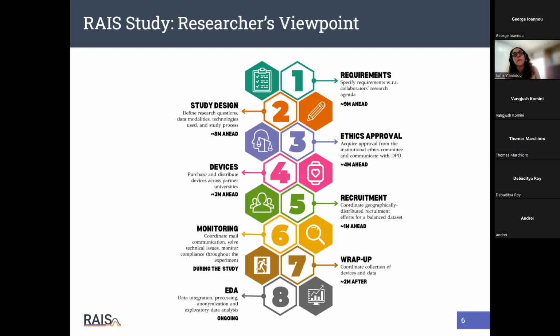Finally, we had the wrap up after 9 weeks, where essentially we coordinated the collection of the Fitbit data and also collected back the devices. And currently, we are in this stage of the exploratory data analysis, where we had to perform data integration, pre-processing, anonymization in collaboration with Forth, and exploratory data analysis.